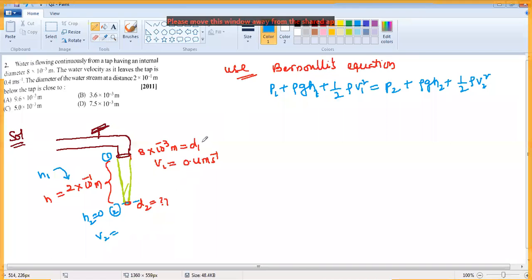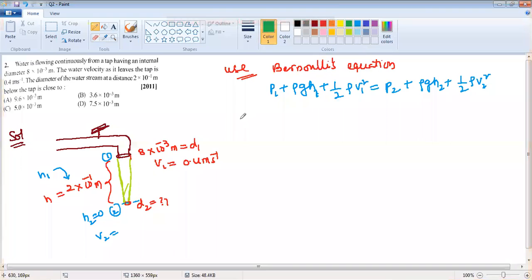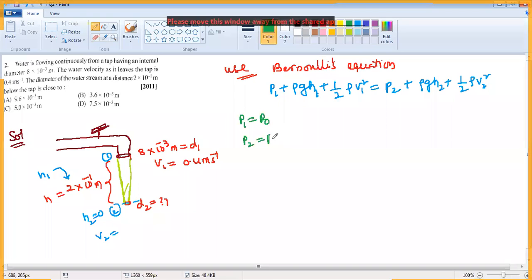Now we know that P1, but both are assumed open to the atmosphere. So I am writing the values here. P1 is equal to atmospheric pressure. Just below here is also open to the atmosphere, and P2 is also P0. H1 is equal to 0.2 meter, and h2 equals 0. This is taken as a reference here. So v1 is equal to 0.4 meters per second.